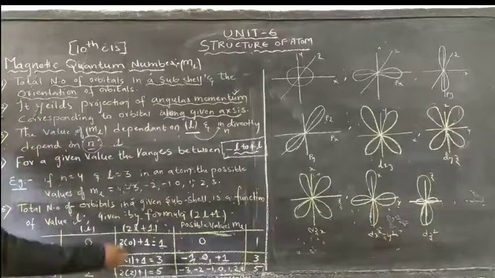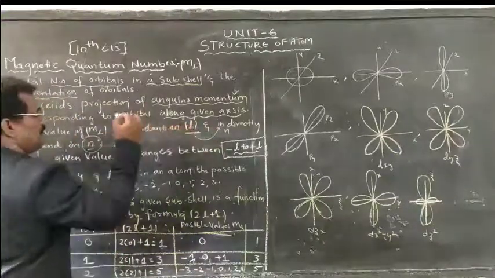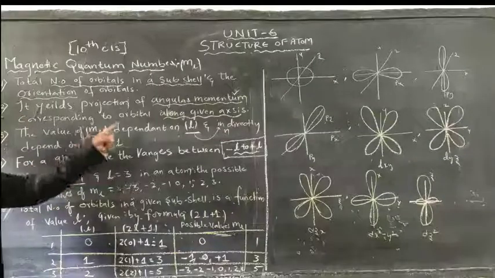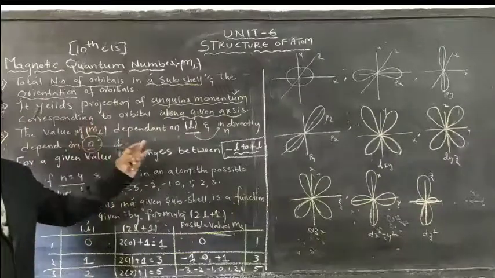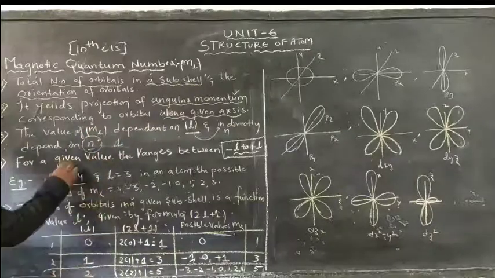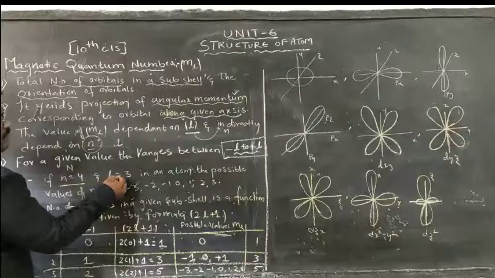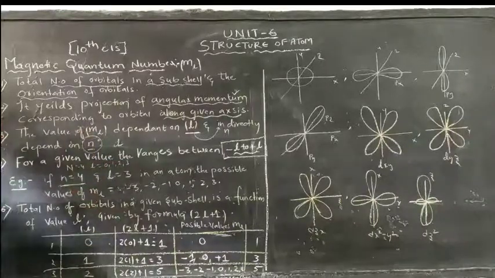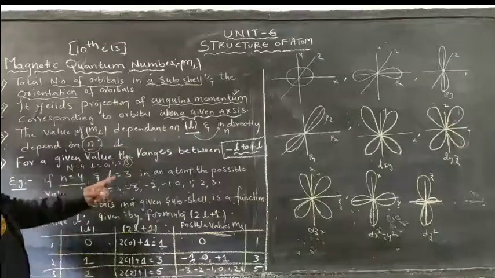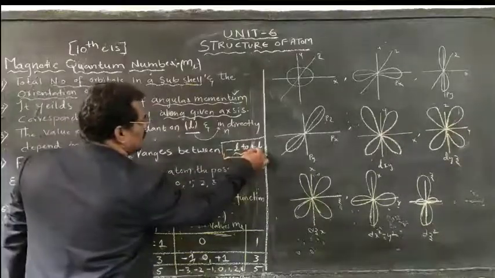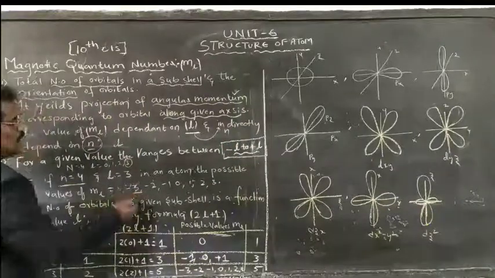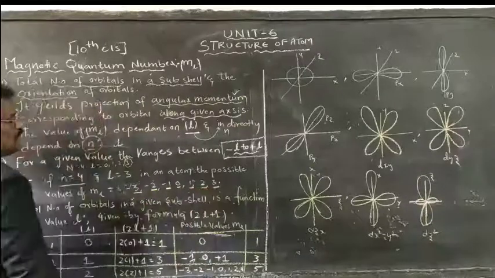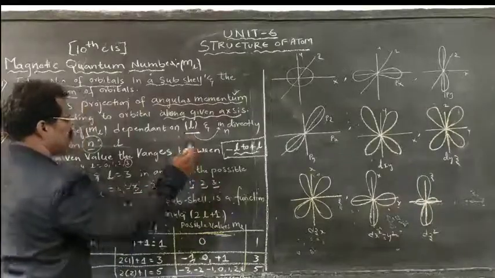For example, as I said, it indirectly depends upon n and directly depends upon l. If I am taking n equal to 4, n equal to 1 is the K shell, n equal to 2 is the L shell, n equal to 3 is the M shell, and n equal to 4 is the N shell. l will have how many values? If n is equal to 4, l is equal to 0, 1, 2, 3. Taking l equal to 3, minus 3 to plus 3 will exist: minus 3, minus 2, minus 1, 0, 1, 2, 3. That is 7 values.